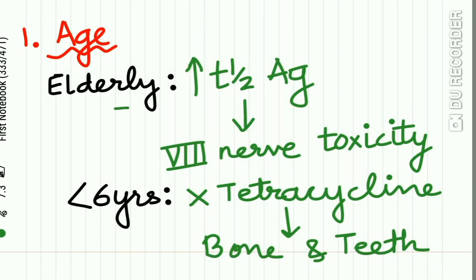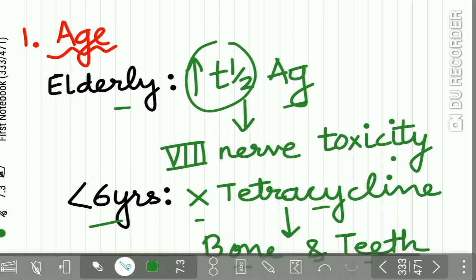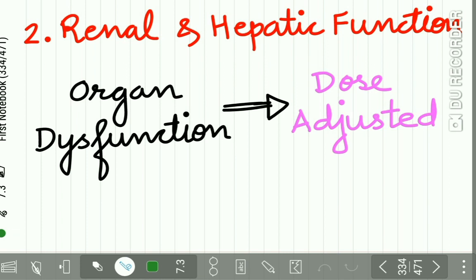Now, elderly patients show increased half-life of aminoglycosides, and because of this increased half-life, there is eighth nerve toxicity. In patients less than 6 years of age, tetracycline should be avoided because tetracycline gets deposited in the developing bone and teeth and causes weakening and discoloration of them.